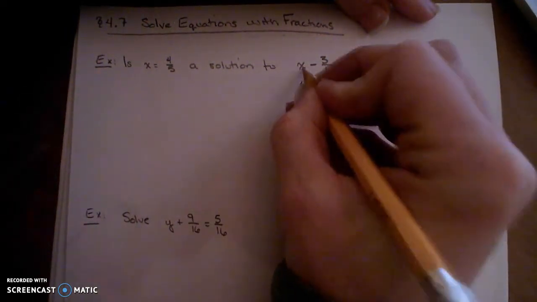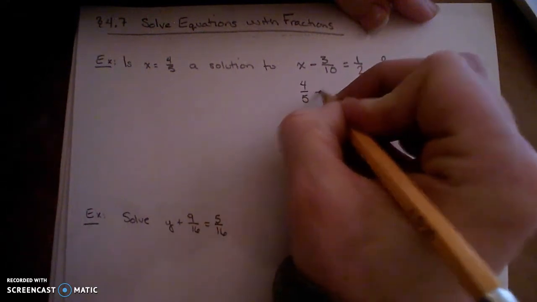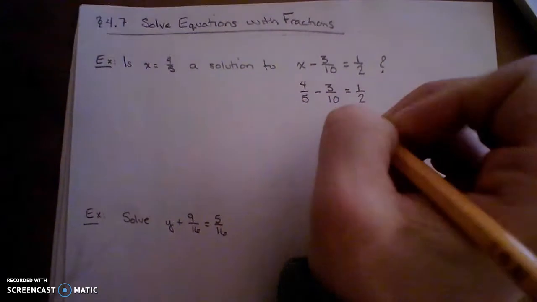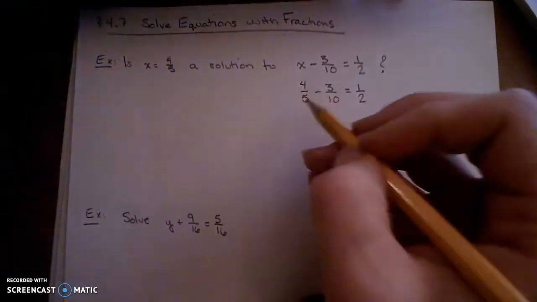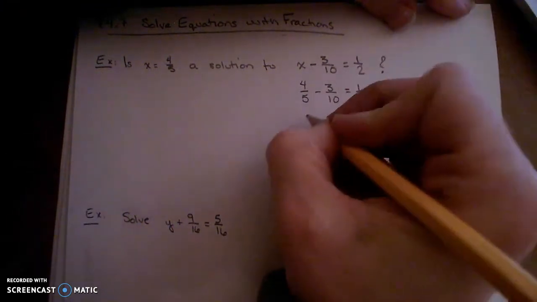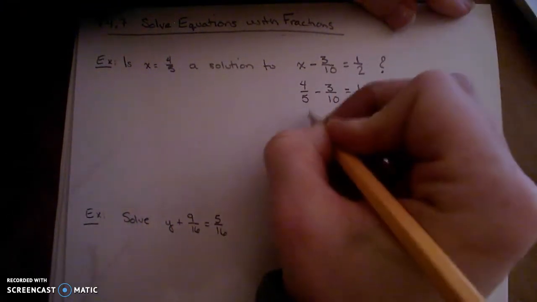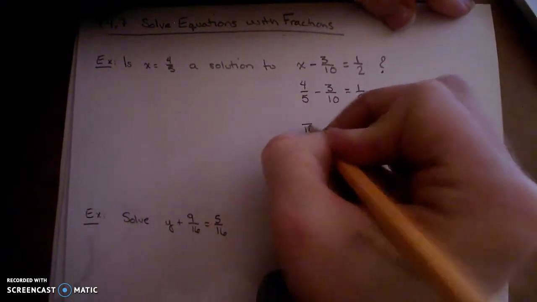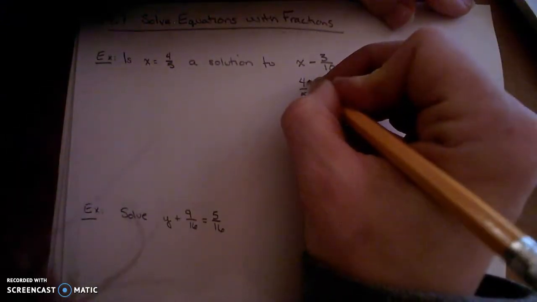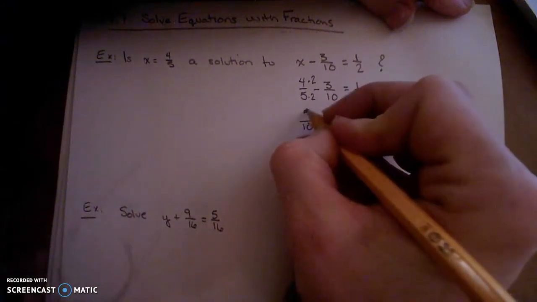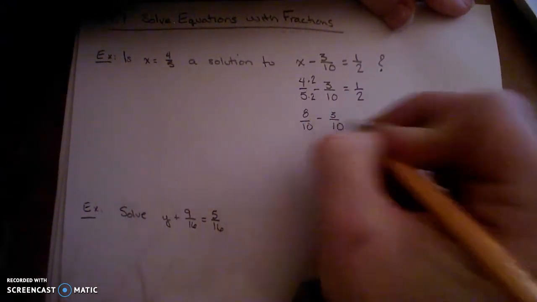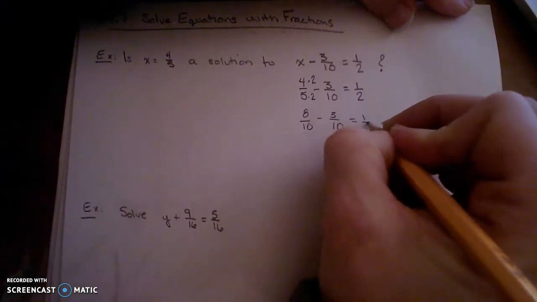Let's first substitute 4/5 in for x and see if it works, if it gives us a true statement. So doing that, replacing x with 4/5, I'll write the rest of the equation. And let's go ahead and do this computation now. I'll definitely need a like denominator. I know 5 goes into 10, so I'll rewrite 4/5 with a denominator of 10. I'll have to multiply 5 by 2, so 4 by 2 as well. So 4/5 is 8/10 minus 3/10.